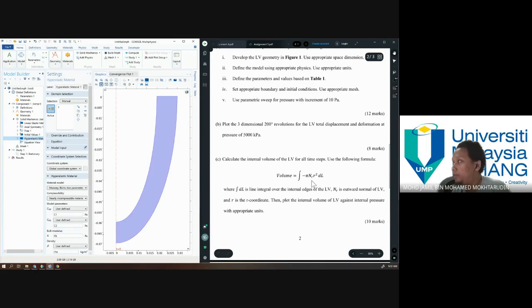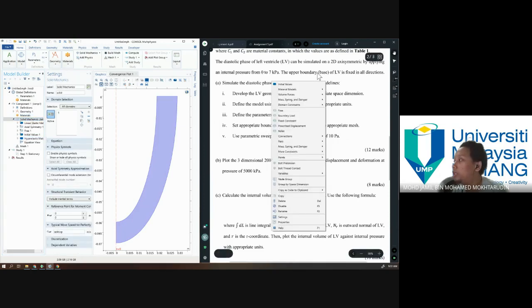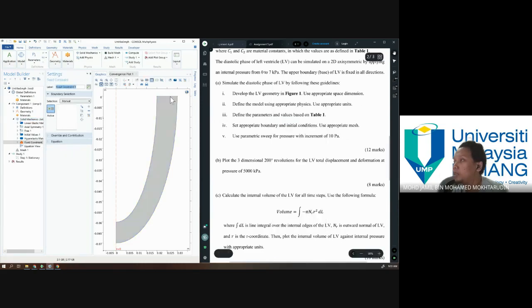Okay, so we have defined the parameters, but we haven't finished defining the boundary conditions. Actually, the physics is already defined. So we need to define boundary conditions. So the question says the upper boundary is fixed. So we choose boundary fixed constraint. So choose the upper boundary, this one, the upper one. So fix in all direction, you cannot move.